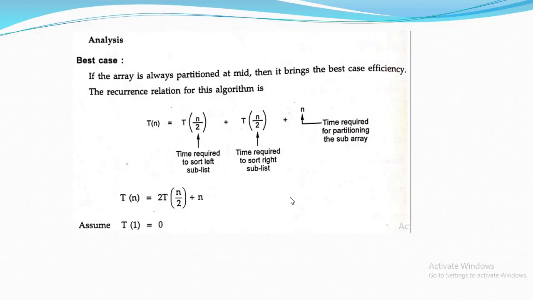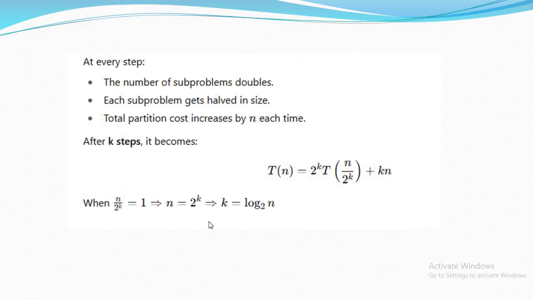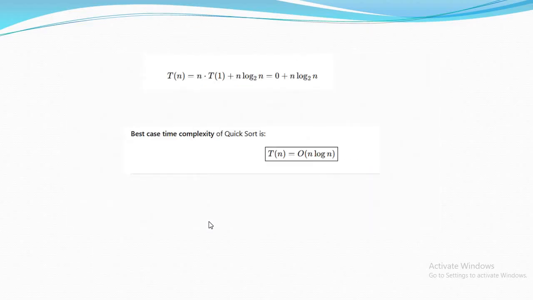Now the analysis. If the array is always partitioned at the middle, then the running time of the algorithm is T of n equals T of n by 2 for sorting the left sublist, plus the time for sorting the right sublist, plus n, which is the time to compare and partition the subarray. So T of n is equal to 2T of n by 2. This is the time complexity analysis. Finally, the best case of Quicksort is T of n equals big O of n log n.